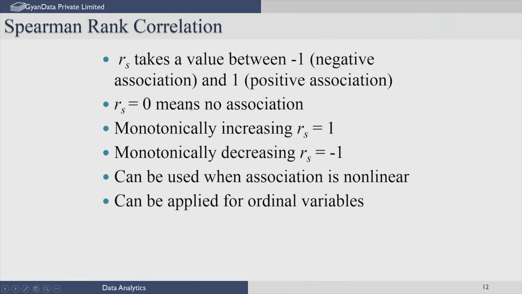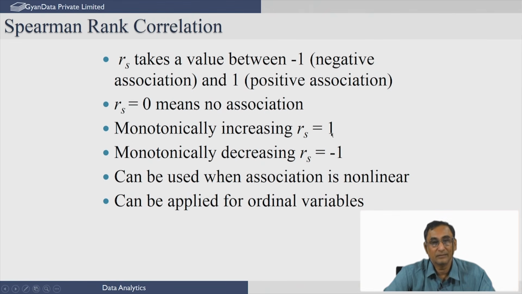Let us look at some of the things. As I said, 0 means no association. When there is a positive association between y and x, then the Spearman's value will be +1, like the Pearson's correlation, and similarly when y decreases with x, then we say that the Spearman's rank correlation is likely to be close to -1 and so on.